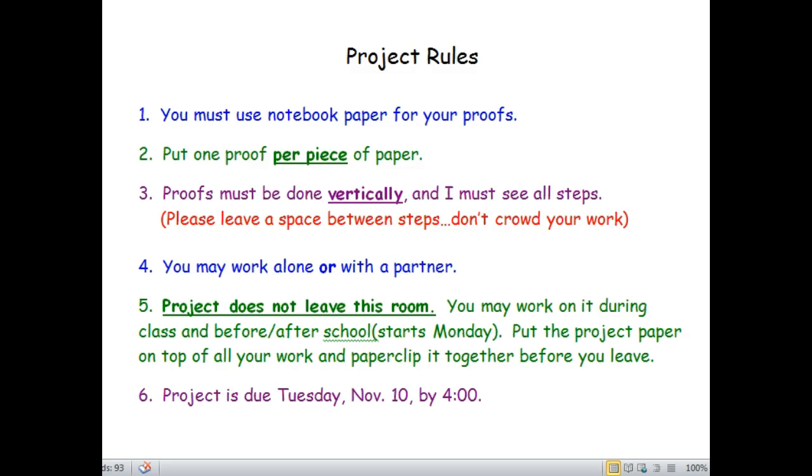I need your phones in the calculator slots. If I catch you with a phone at your desk during the project at any point during the day, with your project, you will receive a 0.